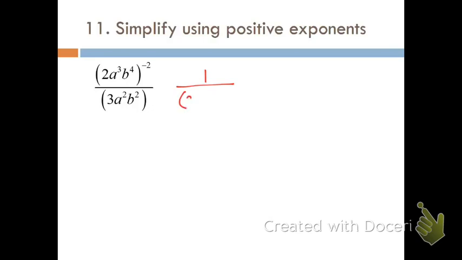I'm going to rewrite the 3a squared b squared. But now I'm going to write 2 a cubed b to the 4th. And now it's raised to a what? Positive 2.